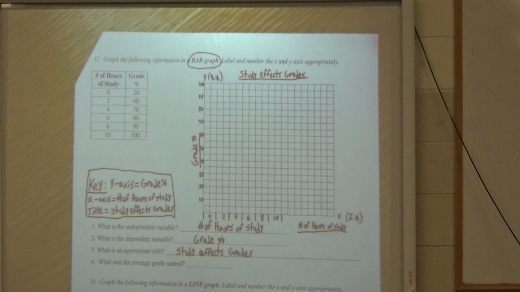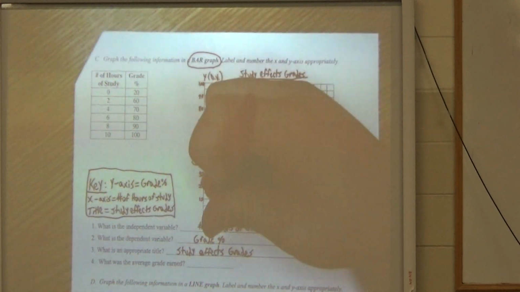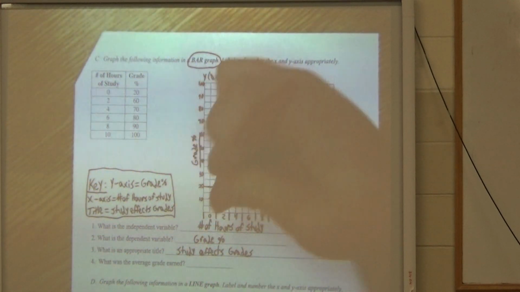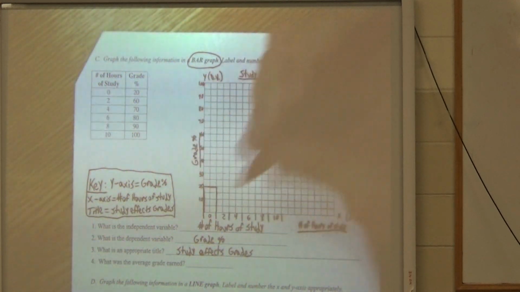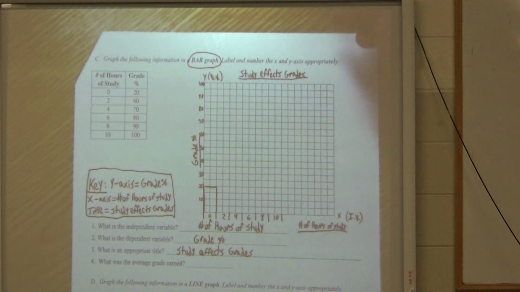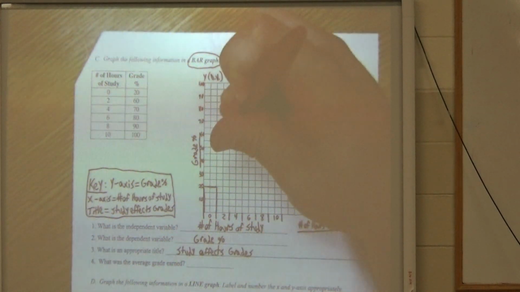So, now we can create our bar graph, right? We have the labels, we're there. If you study 0 hours, what's your grade percentage going to be? More than likely, 20%. So go ahead and block that off, make a little shade there. What is 2 hours going to do? 60%. Massive jump there. Alright.